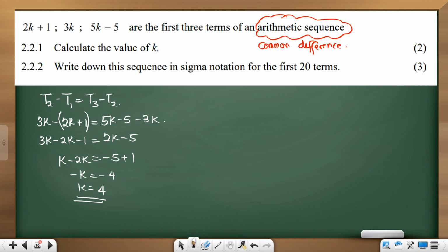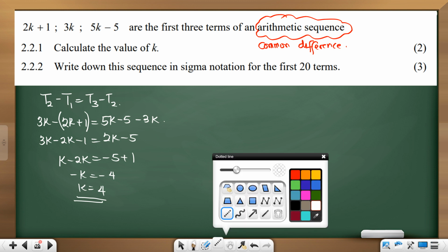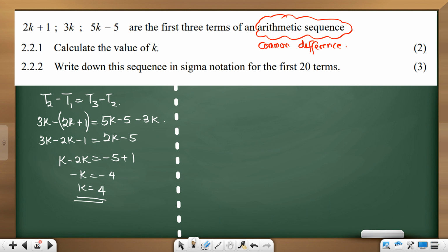Sigma notation. Do we remember sigma notation? Do you remember how to write sigma notation? It is this sigma, and you must look for what? Tn. Get that. And then n would be the first position and up to what? The last. That is how to write your sigma notation.